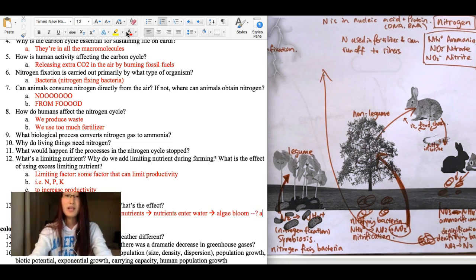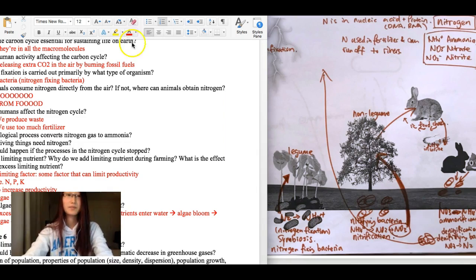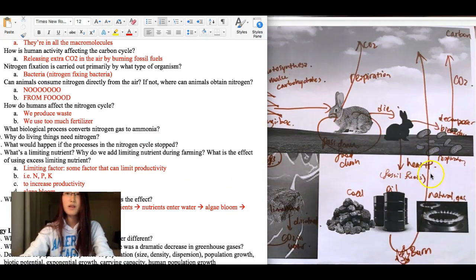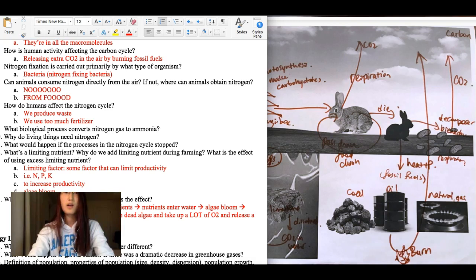But eventually, the algae dies. So this will be right here. A lot of that algae will die, but if you remember our carbon cycle, when something dies, the decomposers are going to decompose and use a lot of oxygen and produce a lot of carbon dioxide. So when the algae dies, decomposers break down dead algae and take up a lot of oxygen and release a lot of carbon dioxide.